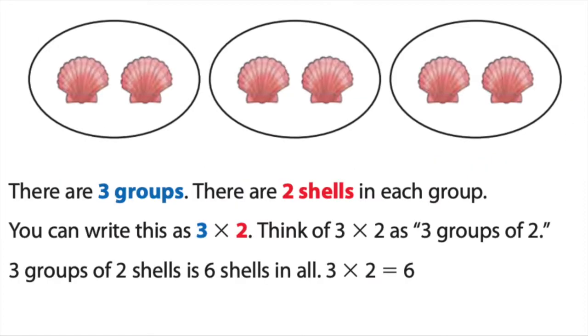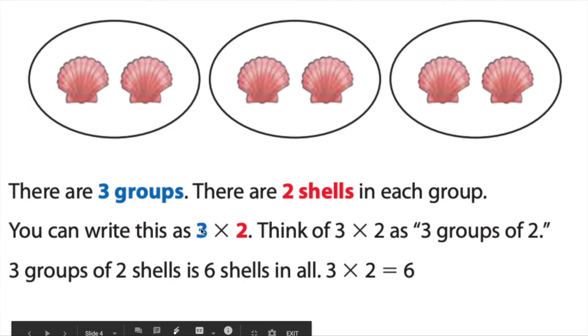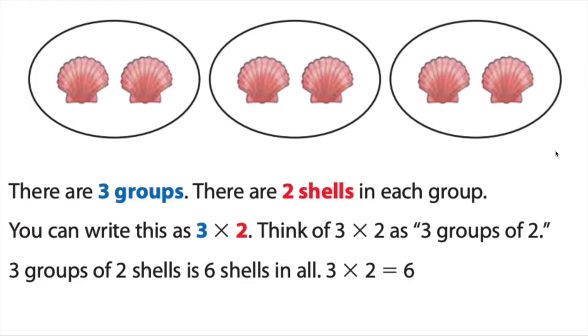So, here we have 3 groups, 1, 2, 3, and there's 2 shells in each group. You can write this as 3 times 2. 3 from the 3 groups times 2 shells in each group. Think of 3 times 2 as 3 groups of 2. 3 groups of 2 shells is 6 shells in all. 3 times 2 is 6.